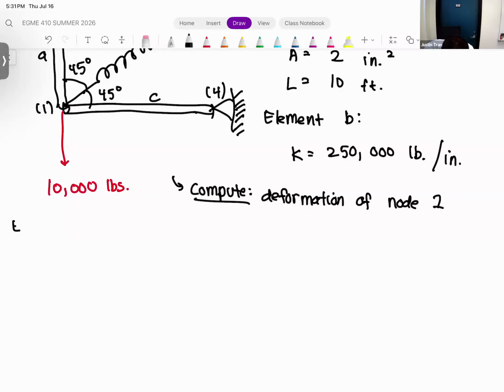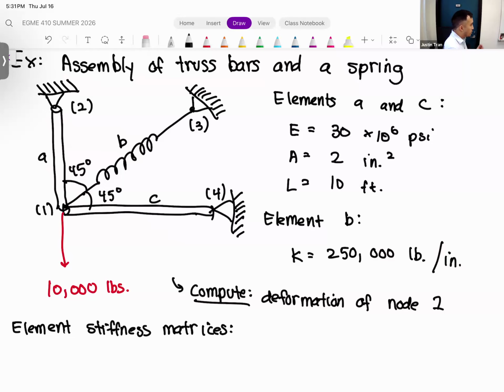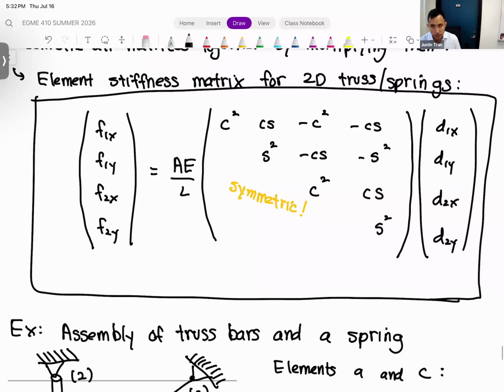So let's start with the element stiffness matrices. Just like we did before, we're going to go element by element and compute its element stiffness matrix. For 2D problems, what I always like to do is pre-compute the sines and cosines because, you can see from our element stiffness matrix here, it's mostly going to be a combination of sines and cosines. If you can pre-compute them, it actually makes filling out the matrix a lot simpler.